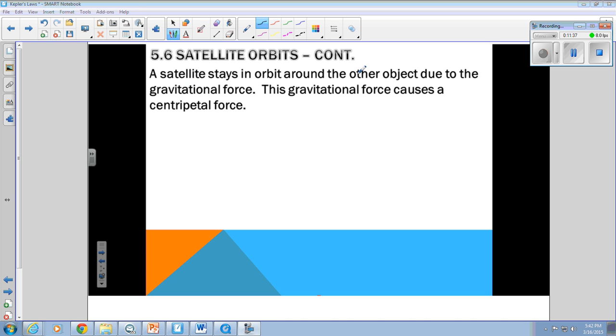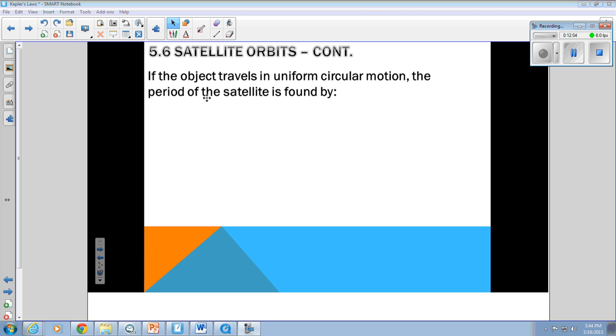Another thing we need to note is that the satellite stays in orbit around another object due to the gravitational force. This gravitational force is a centripetal force that's keeping the object in circular or elliptical orbit. That is the center-seeking force. And if we're assuming that this object is traveling in uniform motion, and we wanted to know the period of any satellite, well, we can do a derivation.